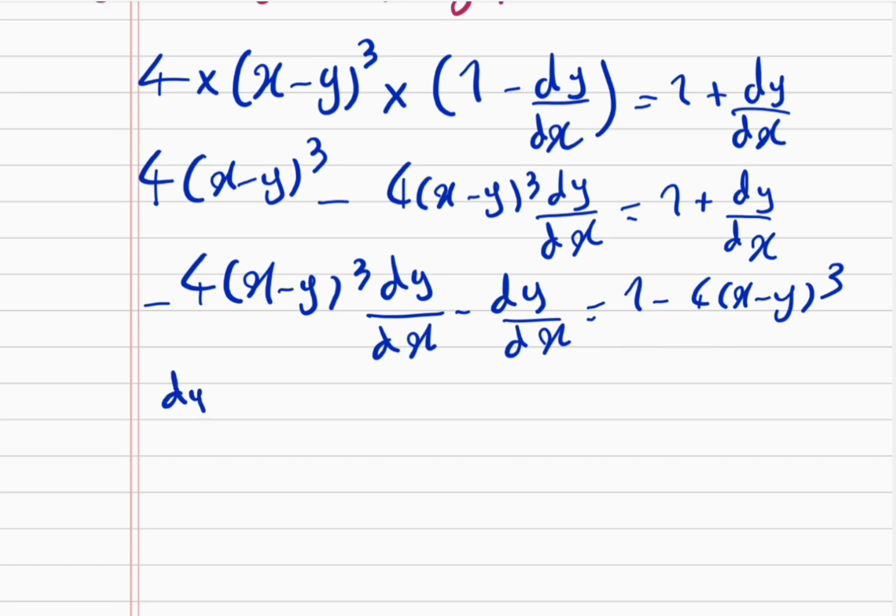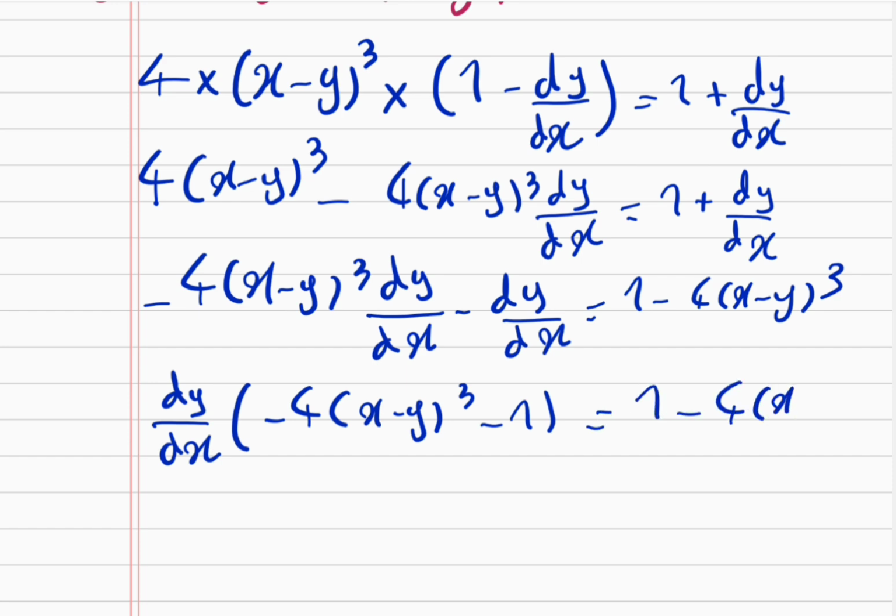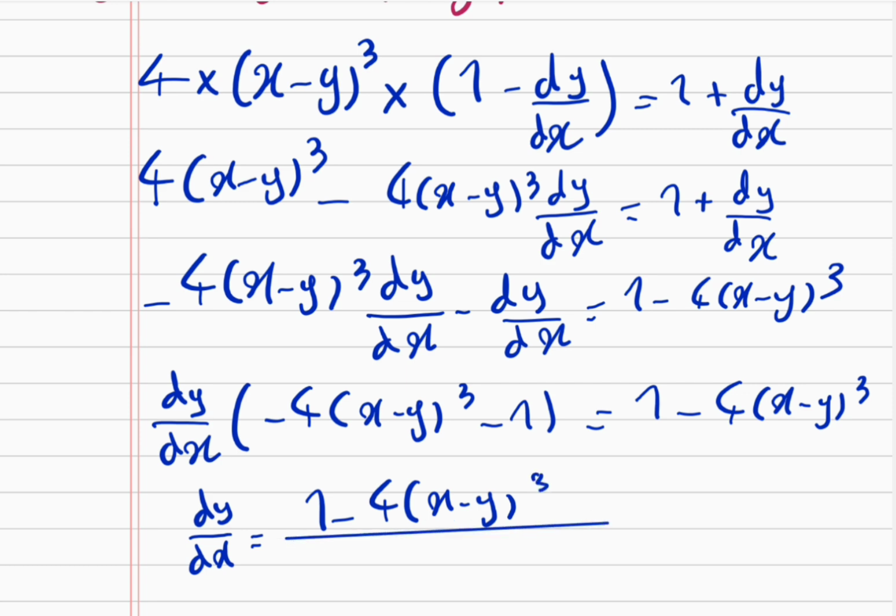Now we can take a factor of dy/dx, and we get dy/dx times (minus 4 times (x minus y) cubed minus 1) is equal to 1 minus 4 times (x minus y) cubed. Finally, dy/dx is equal to 1 minus 4 times (x minus y) cubed, divided by minus 4 times (x minus y) cubed minus 1. So this is the answer to part G.